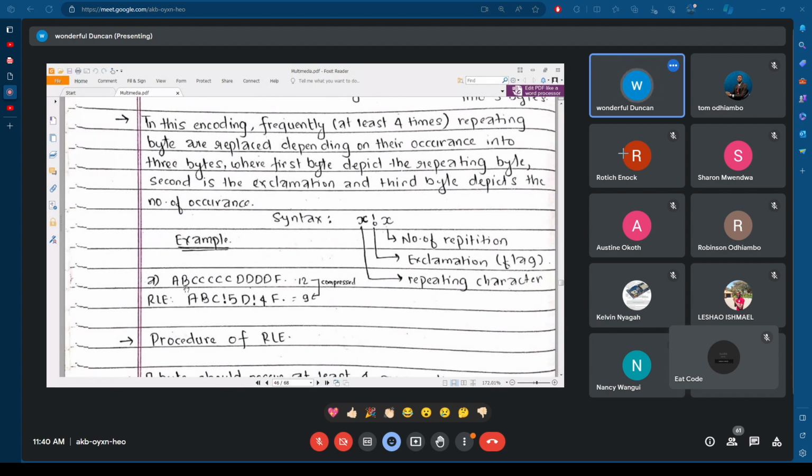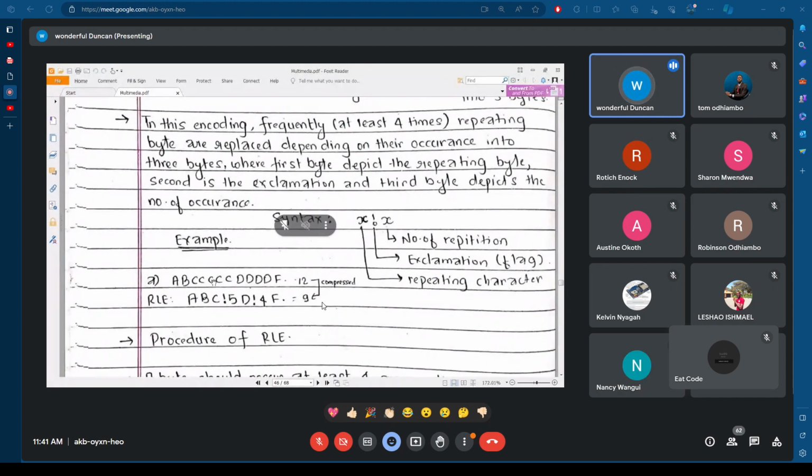So we are going to have A, B, those have not repeated. Then C has repeated how many? 5 times. Because it's more than 4 times or at least 4 times, we are going to have C, then the flag, the exclamation mark, which shows C has been repeated at least 4 times.